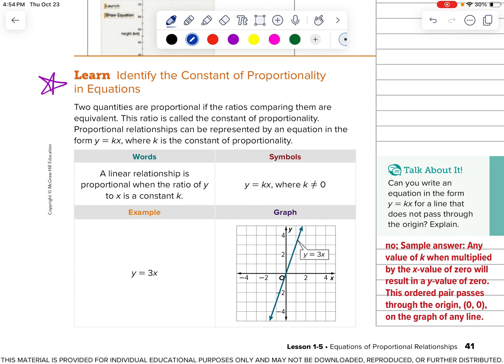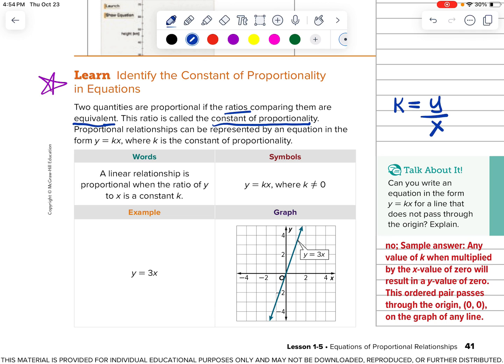At the bottom of the page, it says, two quantities are proportional if the ratios comparing them are equivalent. And that is something that we have been talking about over the last few classes, that when the ratios are the same, then we have a proportional relationship. That ratio is that constant of proportionality. Remember, the constant of proportionality is always y over x.